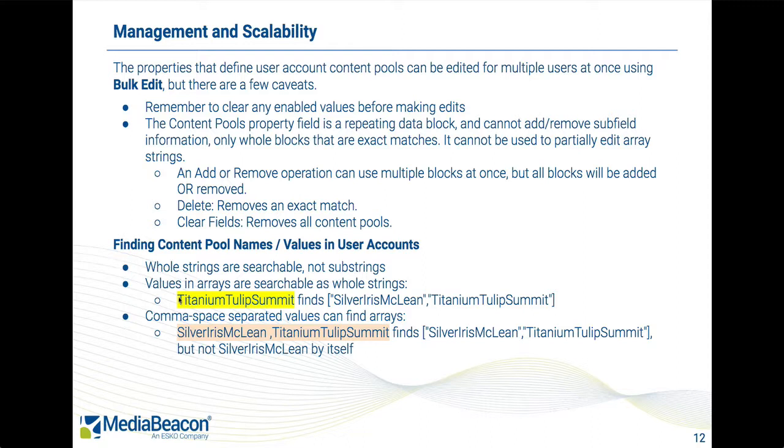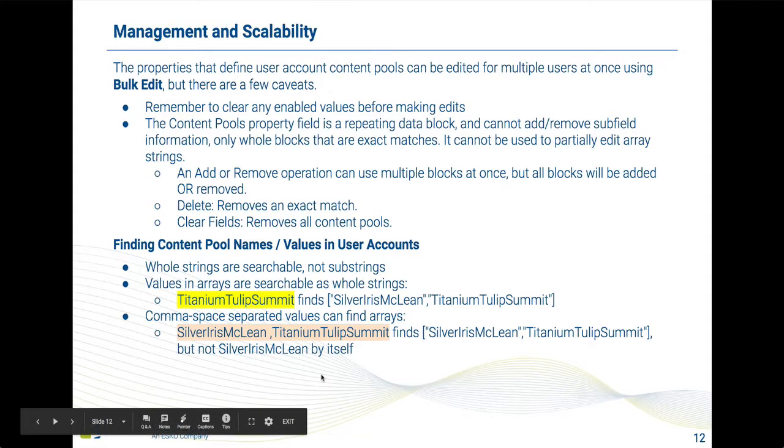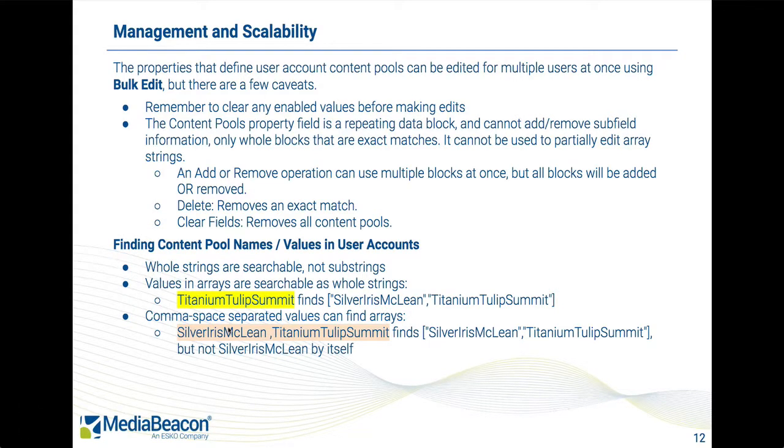So if I type in just the string titanium tool at Summit, it'll find a content pool that has an array that contains it. But if I want to find an array that is specifically 2 values, I'd have to type that in as 2 values separated with just a comma, and then it will find any user that has a content pool that has those 2 values in one particular array. So a little bit different than the searches that you're used to using just because of that bracketed data structure.